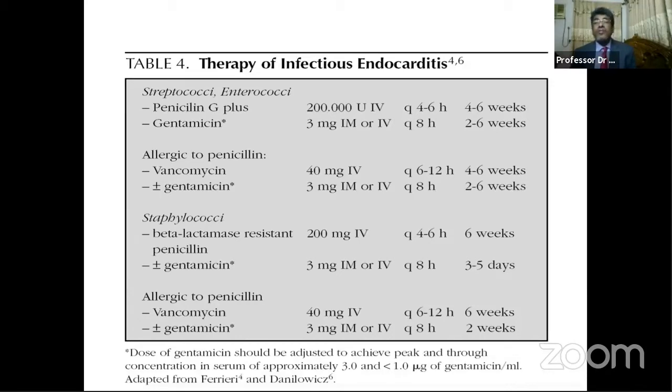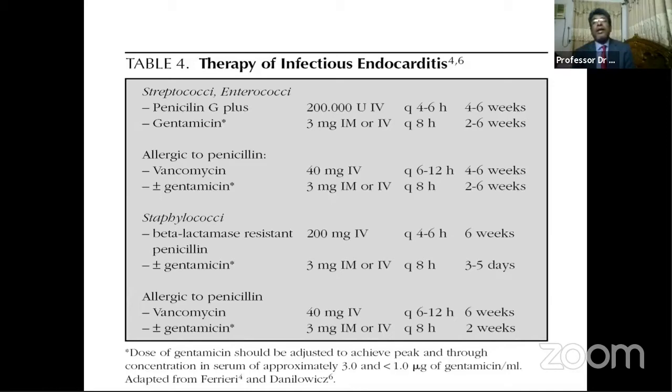And if the organism is Staphylococcus, there should be a beta-lactamase resistant penicillin, flucloxacillin, or some other drug that is resistant to the beta-lactamase, and gentamicin should be added to this drug also. And if the patient is allergic to penicillin, in case of Staphylococcus, in those cases, the patient should get vancomycin in combination with gentamicin also. So actually, this is the regimen to be given to a patient suffering from infective endocarditis, depending on the organism that is found on the blood cultures of the patient.